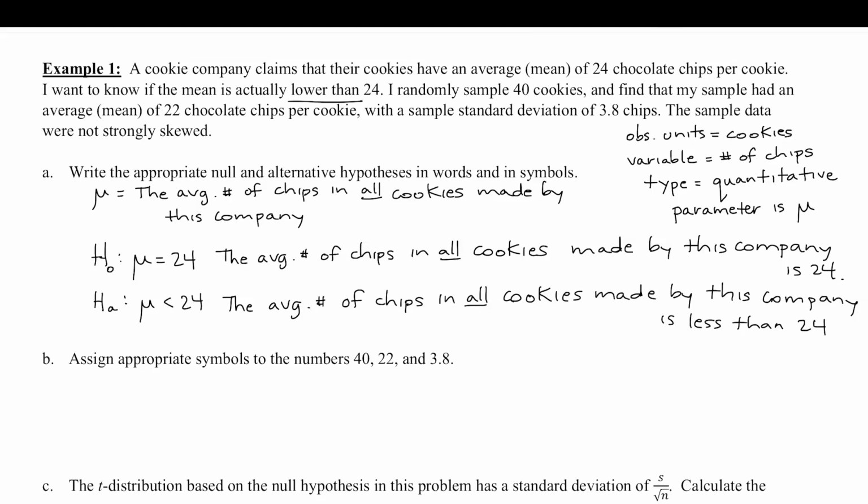All right, our symbols. For the number 40, there were 40 cookies. That's the sample size, so the symbol there is n. 22 was the mean from the sample of 40 cookies that I took. Since my variable is quantitative, the symbol for the statistic is x̄, the sample mean. And 3.8 is the sample standard deviation, which has the letter symbol s.